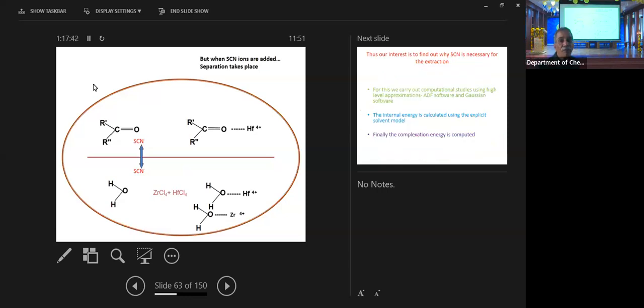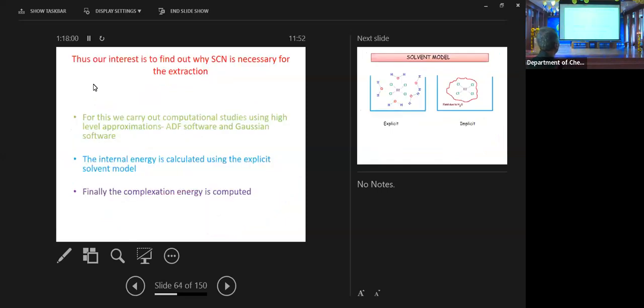But that, we found, was by adding thiocyanate. That is what the process does. You have to add thiocyanate ions for such a thing to take place. So what is the role of thiocyanate ions? We thought we should check that first, to tell our people. And once we know that principle, we can actually do the macrocyclic ligand. So what did we do?